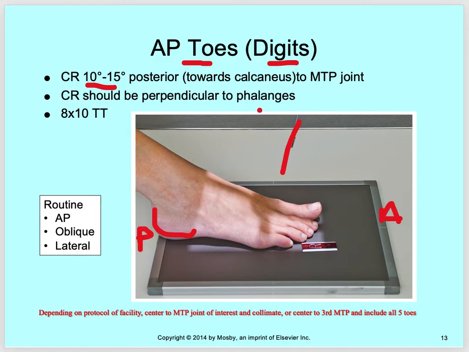CR should be perpendicular to the phalanges, and then on an 8x10 image receptor. Collimation, don't forget your marker, and this one, make sure the marker is correct. So instead of upside down like this, make sure it's flipped. But you're to the metatarsophalangeal joint.